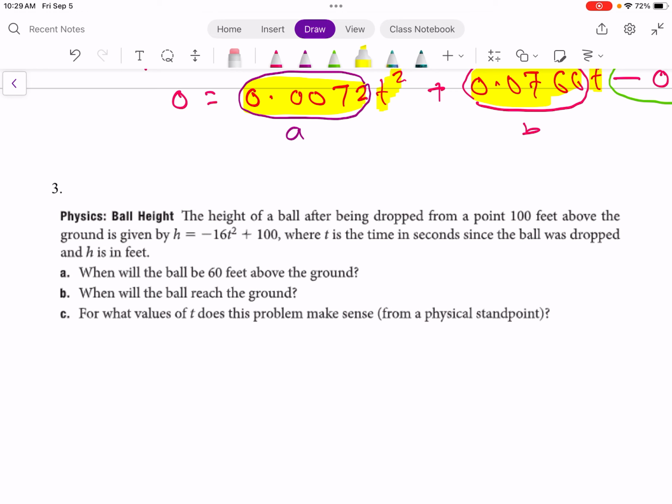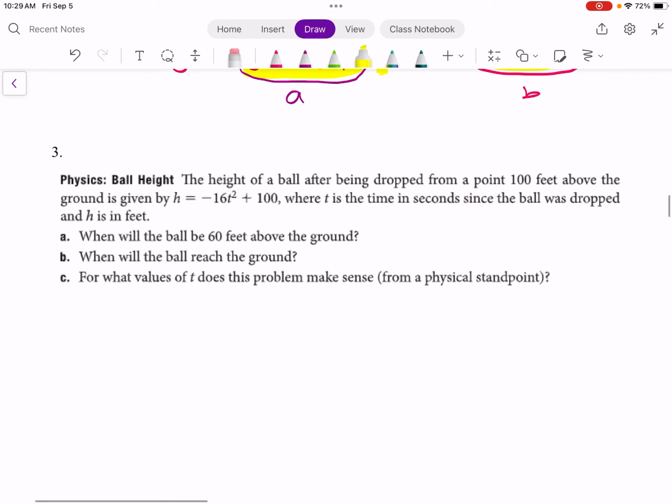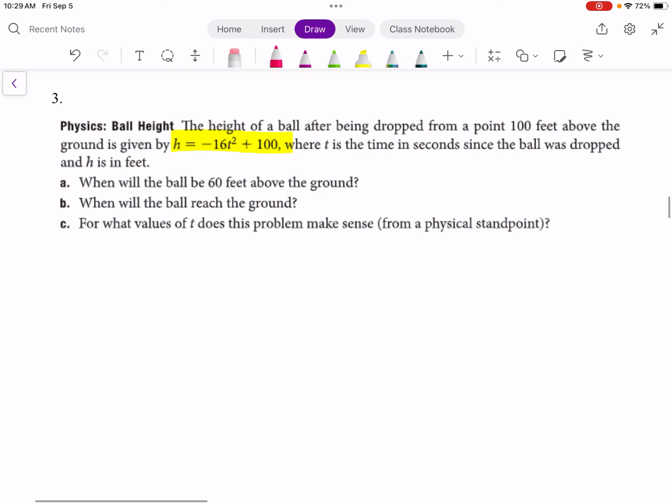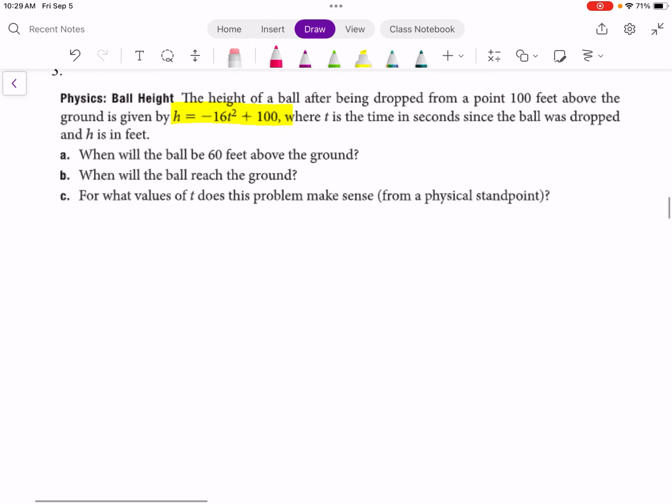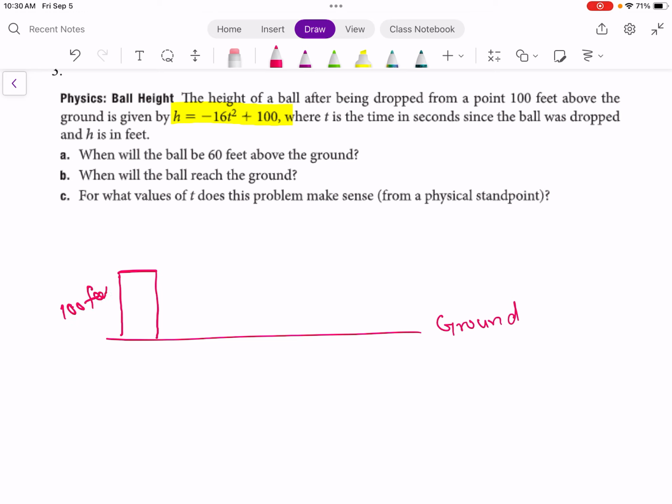The height of a ball after being dropped from a point 100 feet above the ground is given by h equals negative 16t squared plus 100. So a ball is dropped from a point 100 feet above the ground. Let's call this our ground, and we drop a ball from a height of 100 feet above the ground. Let's draw the height. We have this tower of 100 feet, and from here we drop a ball.